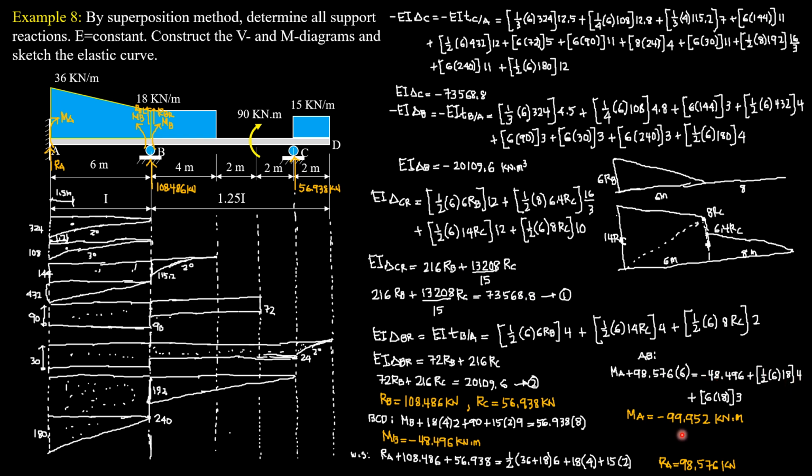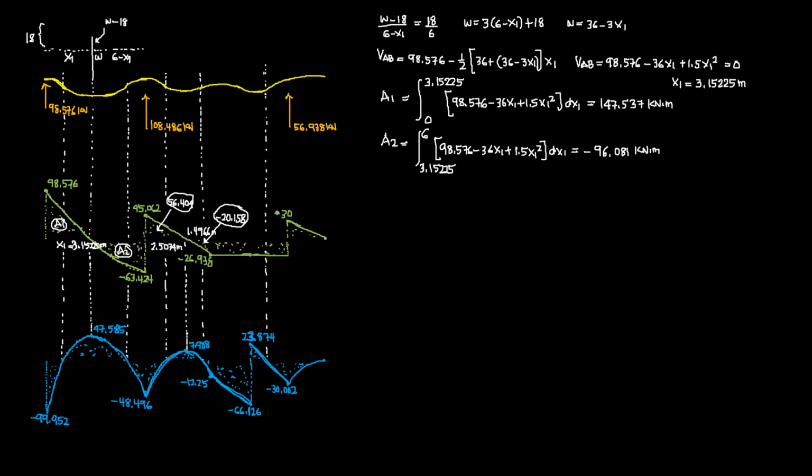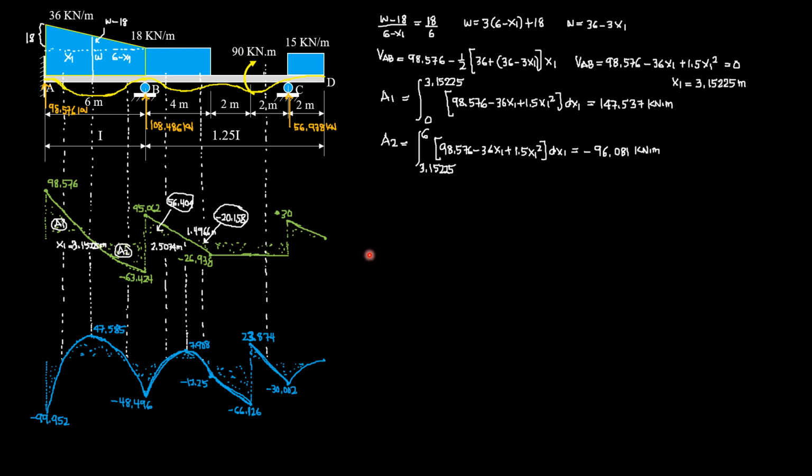So the moment at A is negative 99.952 kilonewton meter. So take note of these values. Let's now construct the shear moment diagram on the next slide. So this is now the construction of the shear moment diagram.